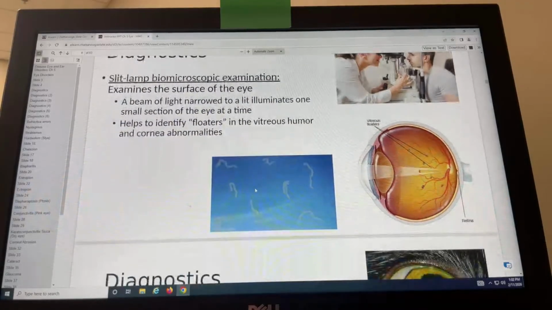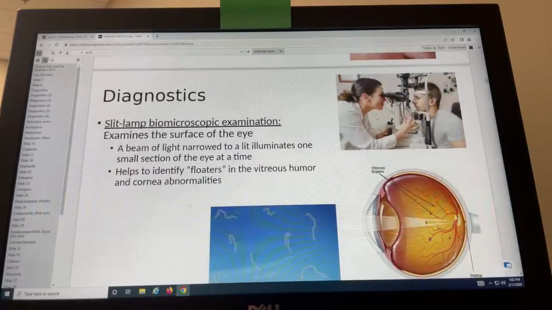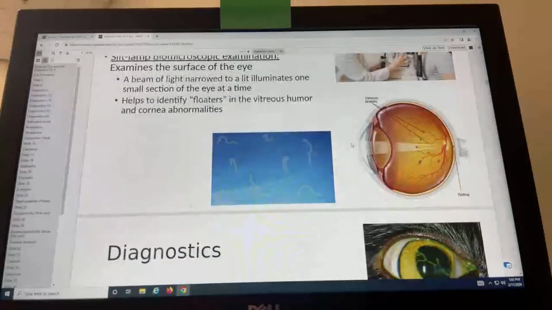They can see, you never get those, anybody have those little floaters in their eye? Like if you look at the sky, you see these little floaty things, they're kind of annoying. They can identify those, they can look at just abnormalities in the back of the eye, so it's just more of an in-depth ophthalmoscope kind of. It's more like a more intense visual inspection.